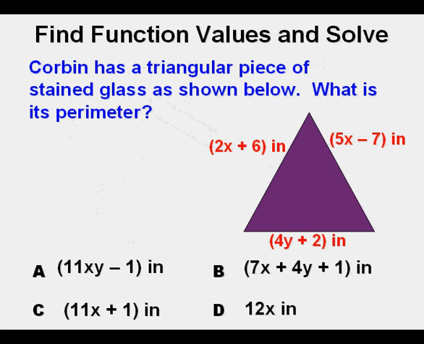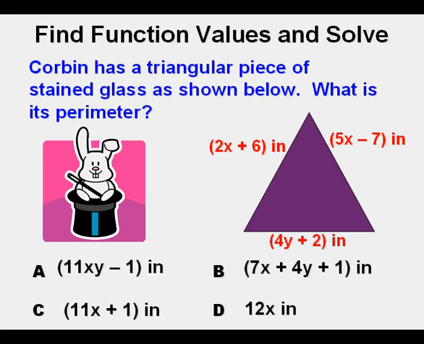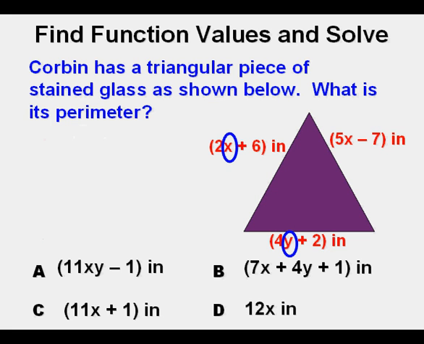Corbin has a rectangular piece of stained glass as shown below. What's its perimeter? Let's remember what perimeter is. Peri means around, and meter means measure. So measure around. So we're going to measure the distance around this triangle. We're going to start out with the test-taking trick method here. And the first thing we have to realize is that we have two different types of unknowns here. We have an x and a y.